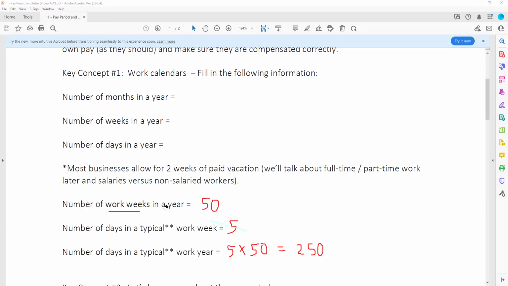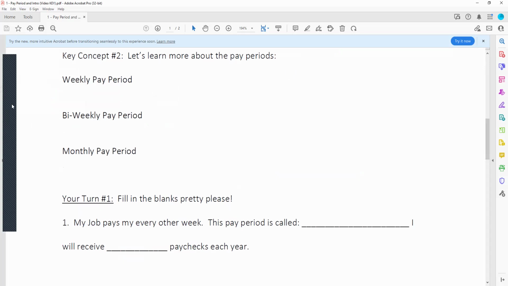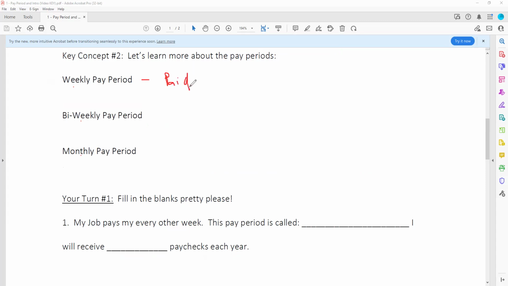Let me erase this because it's going to move down with me. Here's the second concept. We need to understand what weekly, biweekly, and monthly pay periods are. The words are kind of confusing, so just stay with it. Weekly pay period means you get paid once a week. Let me write it out instead of typing it. Let's do a text box here. You get paid once per week.